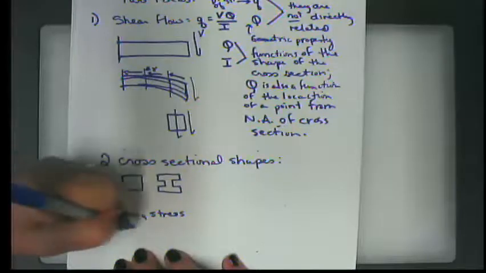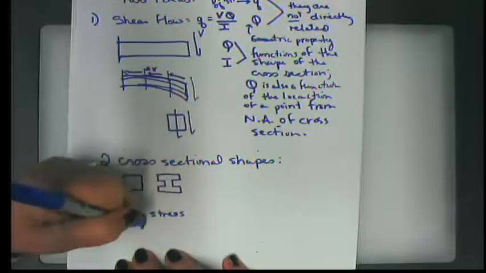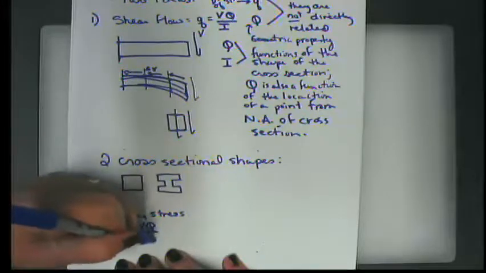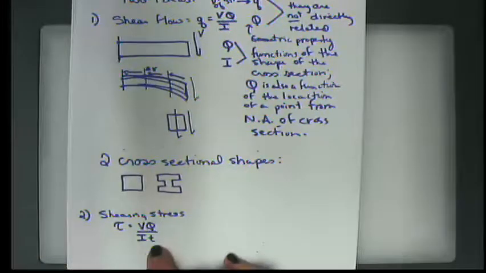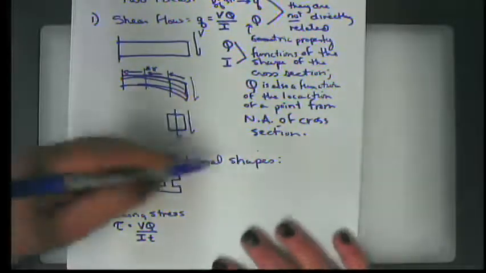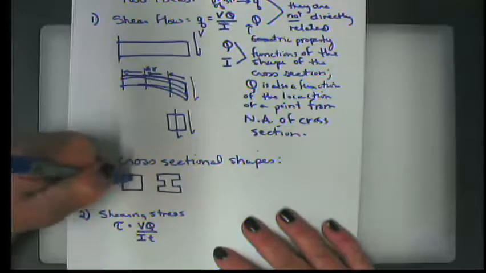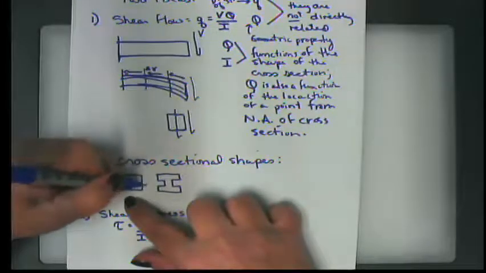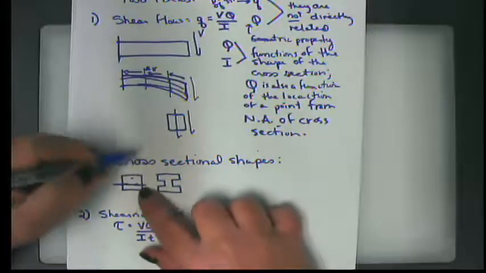Shearing stress tau at a given point is equal to V times capital Q, that geometric property, times I over T, which is the thickness of the place in question. So whenever we find the shearing stress on a cross-section, it's going to be different at every point. So the stress here is actually going to be the same, but I'll describe this in a minute.